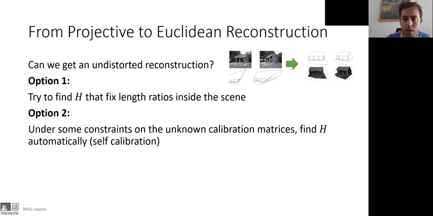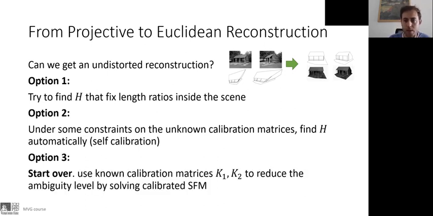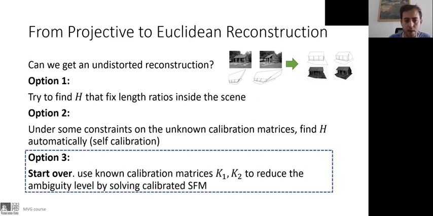And option two is to make some assumptions on the calibration matrices, and then find the homography automatically. This is called self-calibration, but we will not talk about it today. And the third option, which we will discuss mostly today, is to start over and use the known calibration matrices K1 and K2 to reduce the ambiguity level and solve a different problem called the calibrated structure from motion problem. So we will talk about option 3 and define the calibrated structure from motion problem.